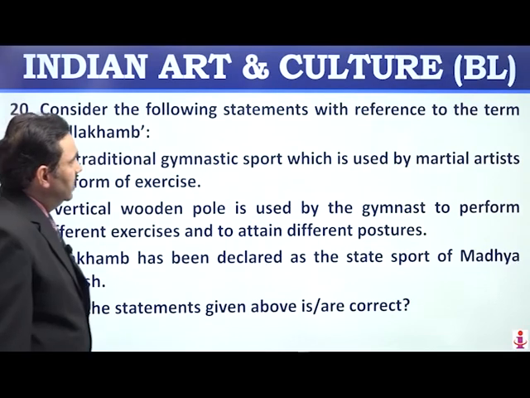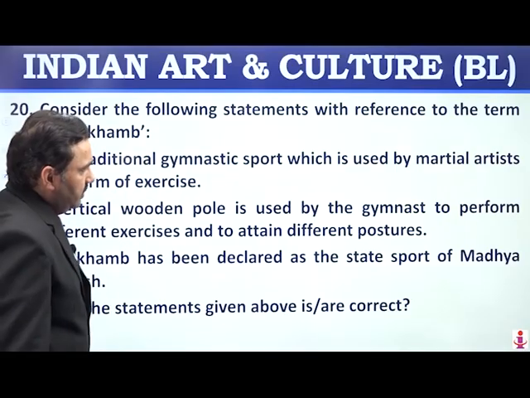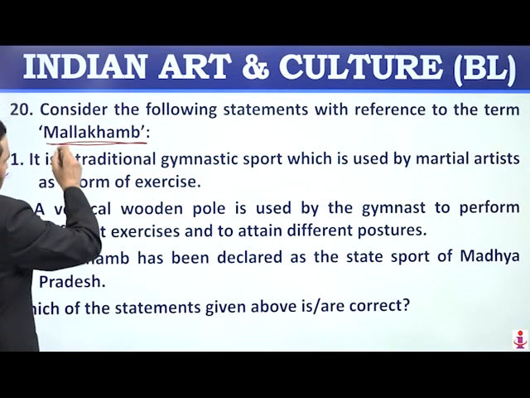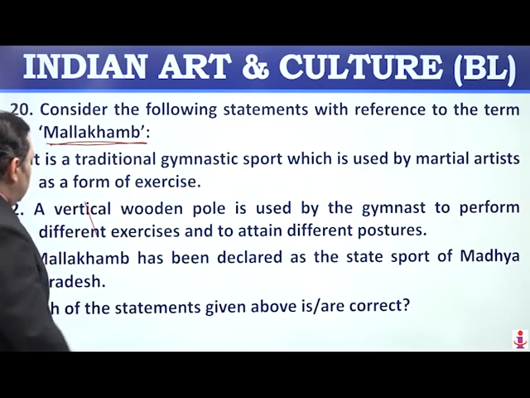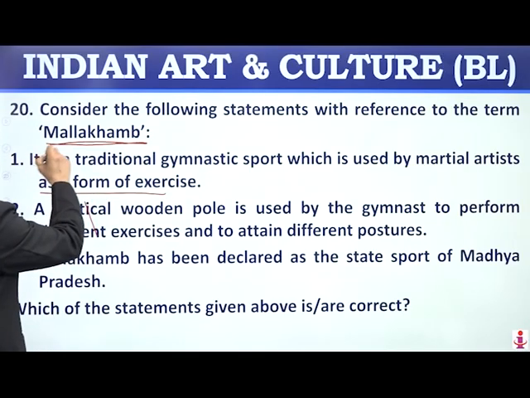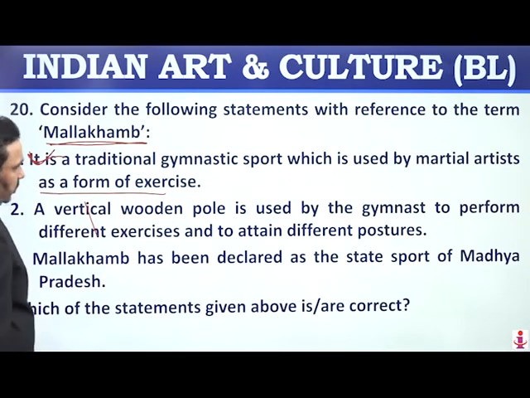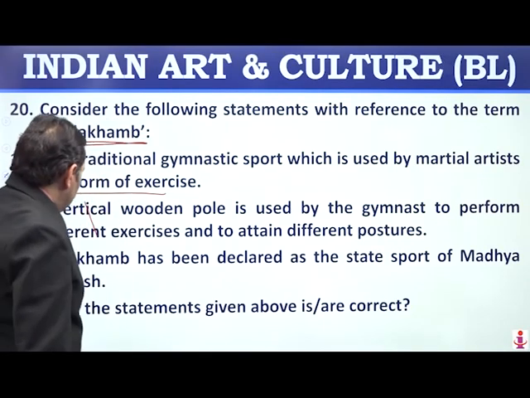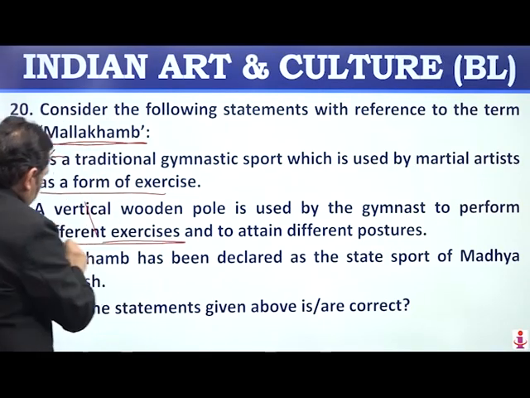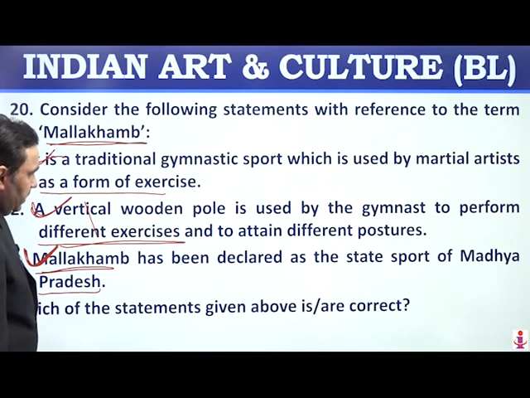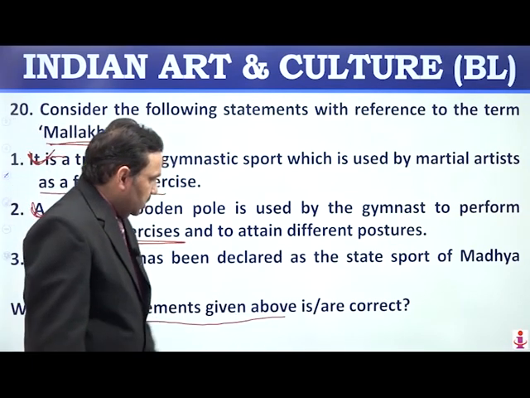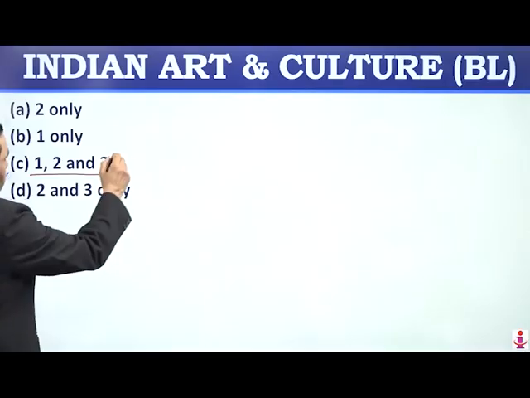Question number 20. Consider the following statements with reference to the term Mallakhamb. Mallakhamb is a form of martial art. It's a traditional gymnastic sport used by martial artists as a form of exercise. Correct. A vertical wooden pole is used by gymnasts to perform different exercises and to attain different postures. Correct. Mallakhamb has been declared the state sport of Madhya Pradesh. In 2013, Madhya Pradesh declared Mallakhamb a state sport. So 1 to 3, all are correct. You have to choose the correct statements. 1 to 3. Option is C.